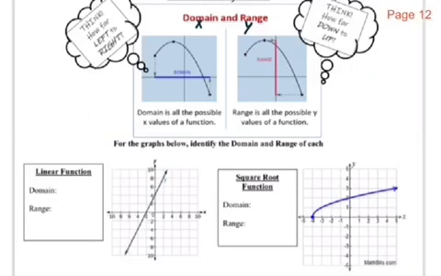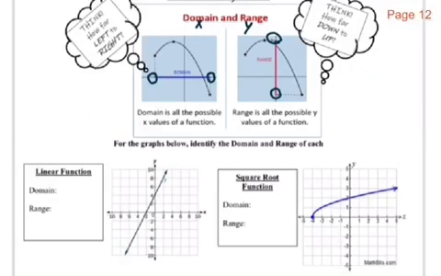So for your domain, keep in mind, I always want you to have 2 numbers circled on your x-axis, your furthest to the left and furthest to the right. For your range, I always want you to have 2 numbers circled on your y-axis, your lowest and your highest number. So look at the examples below.